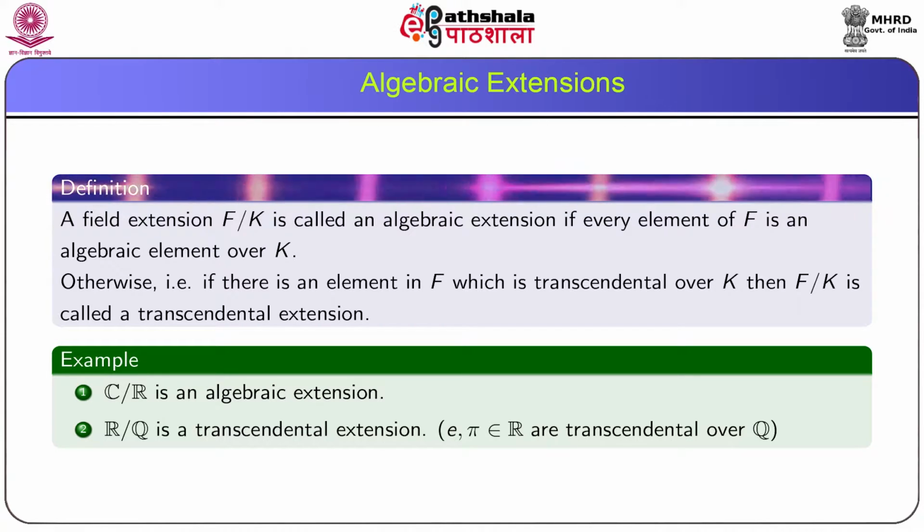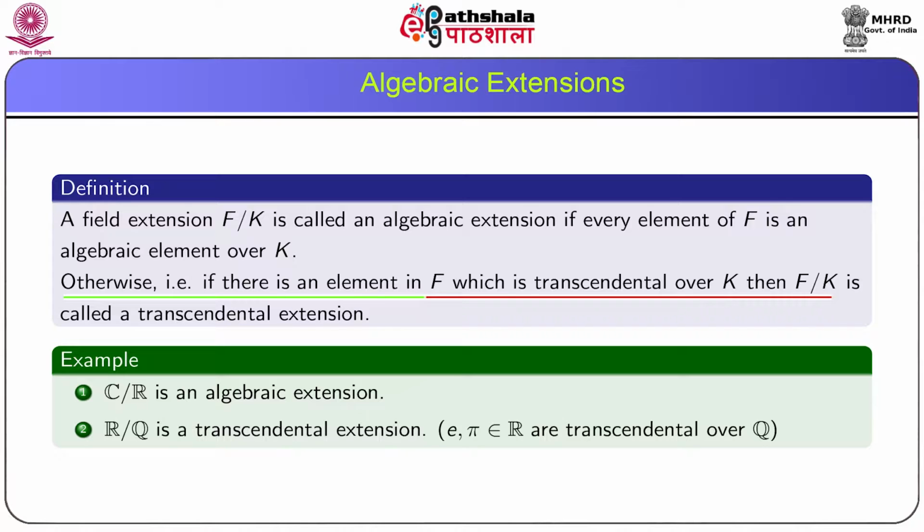A field extension F by K is called an algebraic extension if every element of F is an algebraic element over K. That is, if for every c belonging to F, we have some non-constant polynomial f(x) over K, of which c is a root. Otherwise, the extension F by K is said to be transcendental. Equivalently, if some element of F is transcendental over K, then F by K is called a transcendental extension.